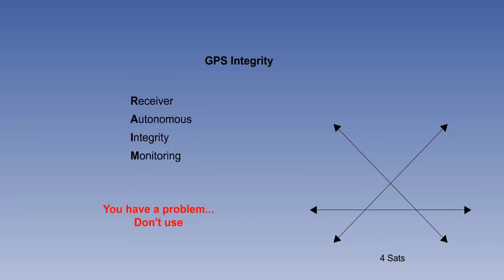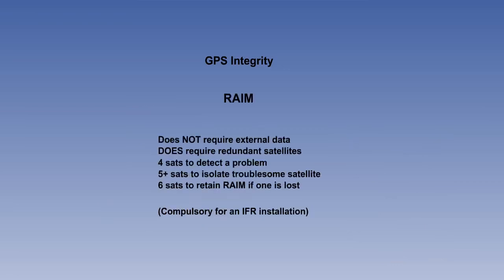But what if one of them is in error? You're going to get a large cocked hat. RAIM will not permit you to use this fix. With a fifth satellite, we get 4 lines. The erroneous one can be identified. This is the minimum basic RAIM. With 6 satellites, you still have RAIM, even if you lose one. This is the mandatory minimum requirement for an IFR installation.